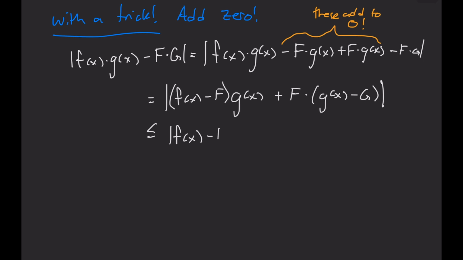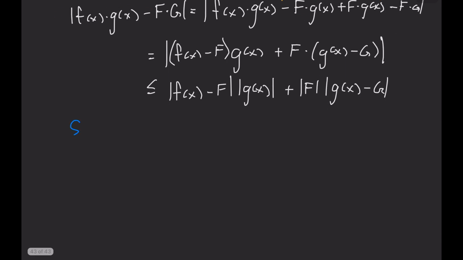So I can use my triangle inequality to get the differences that I like times g of x for f minus capital F, and capital F in absolute value times g minus capital G. So if we can control capital F and absolute value of g of x, then we're good. Capital F doesn't need to be controlled, it's a constant. But absolute value of g of x, we just need to make sure that doesn't blow up.